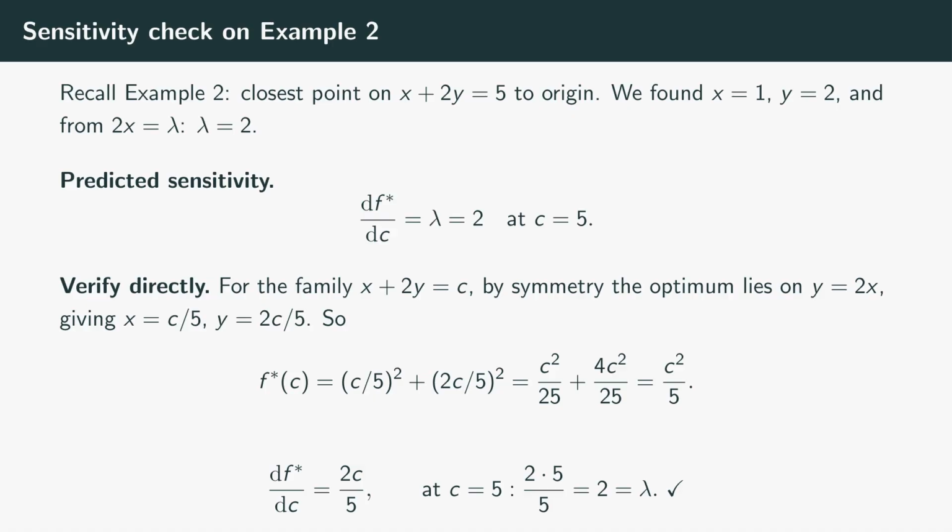So if I shifted the line outward to x plus 2y equals 6, the square distance to the origin would increase from 5 by approximately lambda times delta c, which is 2 times 1, which is 2, giving roughly 7, and indeed 6 squared over 5 is 7.2, close enough for a first-order prediction. The Lagrange multiplier is not just a number that drops out of the algebra, it tells you the local sensitivity of your optimum to the constraint.